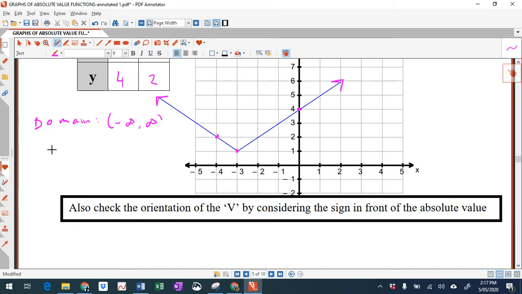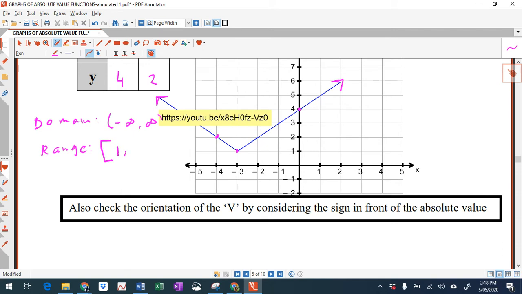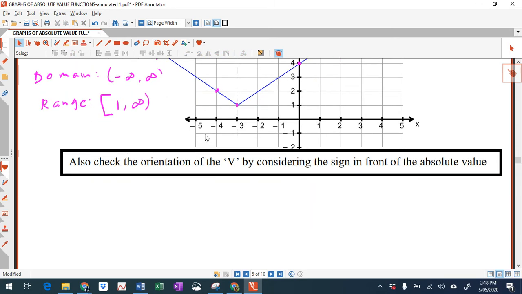And the range is starting from 1 and going up to infinity. Okay, so let's just get rid of that text box. All right, now we can go to the next question.